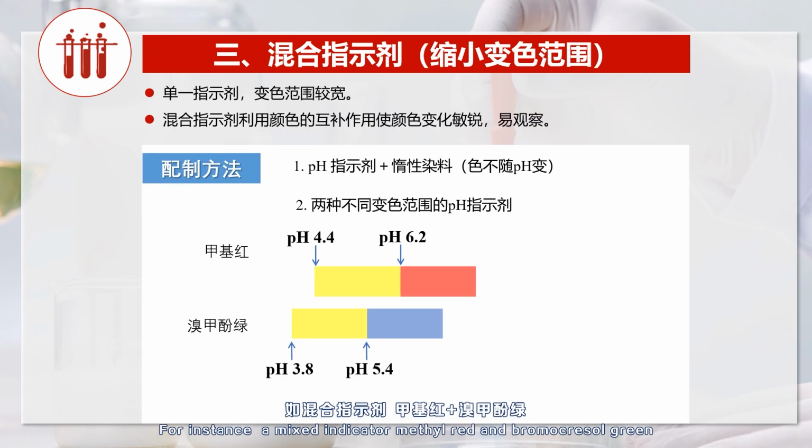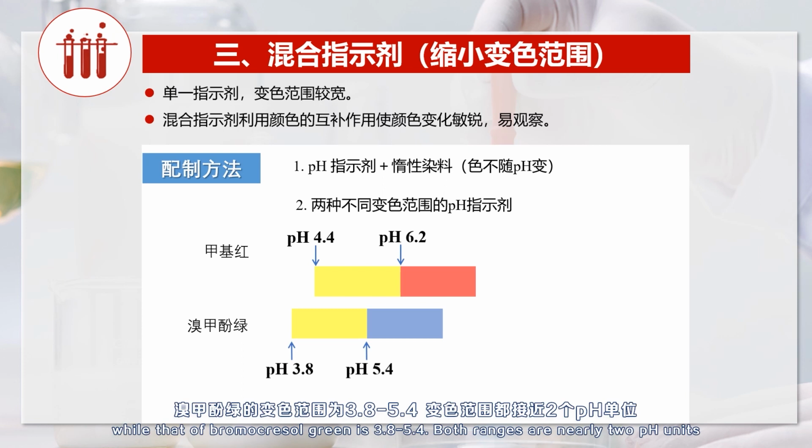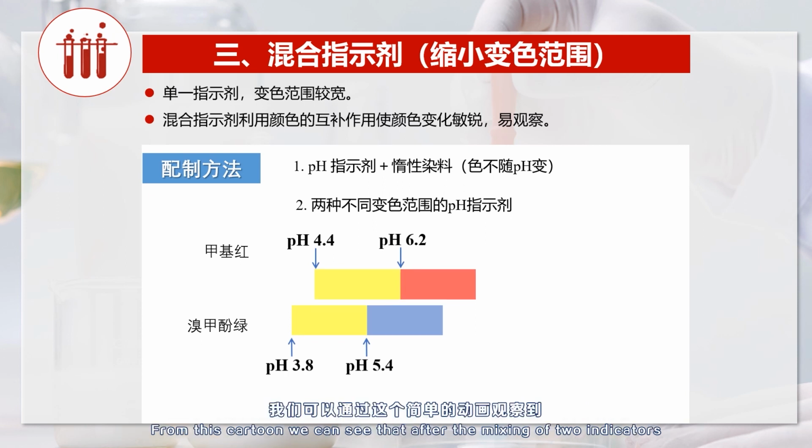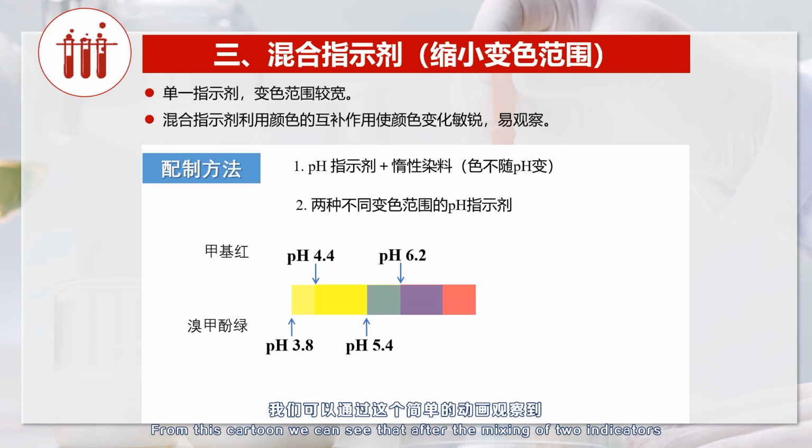For instance, consider a mixed indicator of methyl red and bromocresol green. The color transition range of methyl red is pH 4.4 to 6.2, while that of bromocresol green is 3.8 to 5.4. Both ranges are nearly 2 pH units. From this cartoon, we can see that after the mixing of two indicators, the transition range is clearly narrowed and the color observation is sharpened.